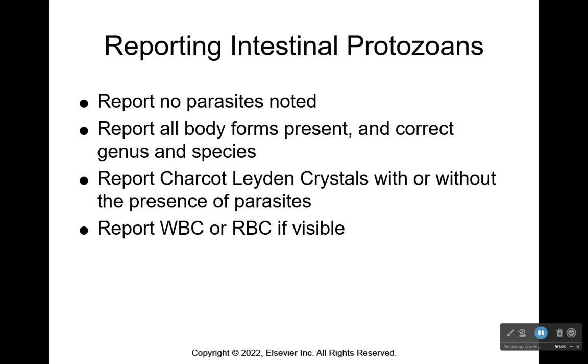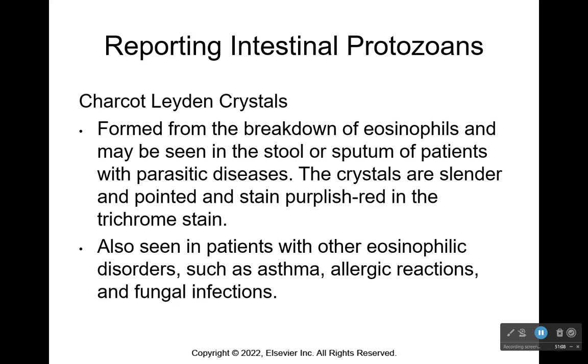Okay, when we are reporting intestinal protozoans, this is the whole group we've just covered. We of course say no parasites noted if we see none. If we do see them, the body forms are present. Try to report the correct genus and if possible the species. Those Charcot-Leyden crystals are reported even if we don't see parasites, and we report white or red blood cells.